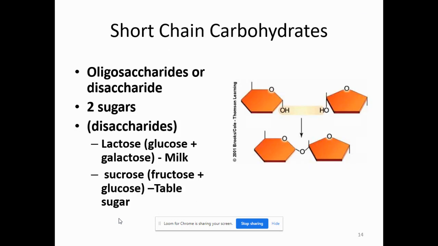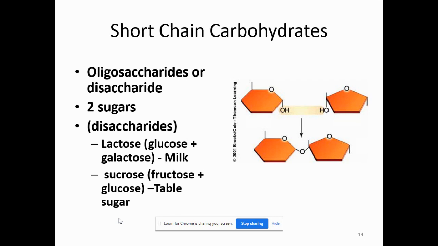All right, so if you have two monosaccharides come together, you have a short chain carbohydrate, either called an oligosaccharide or a disaccharide. Okay, so those are two sugars, a polymer of two simple sugars bonded together. All right, so some examples: lactose, which is basically glucose and galactose. Lactose is found in milk. So for people that are lactose intolerant, they can't break down that sugar.